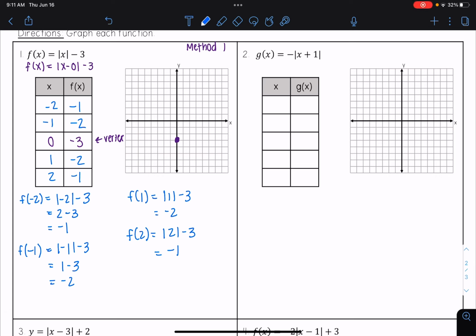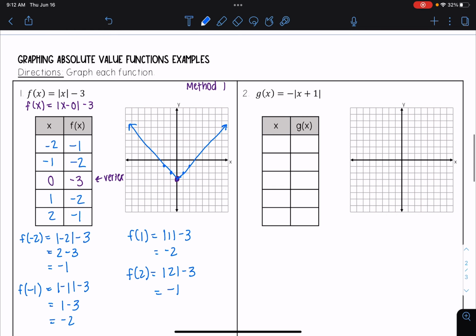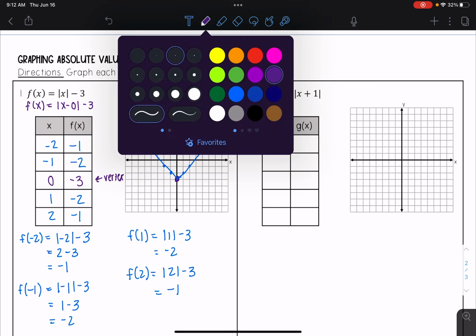So I have those points, now I'm just going to go ahead and plot them. So I have negative 2, negative 1, negative 1, negative 2, 1, negative 2, and 2, negative 1. And then I can go ahead and draw my lines. And so I see I get this V-shaped graph. So that's the first method.